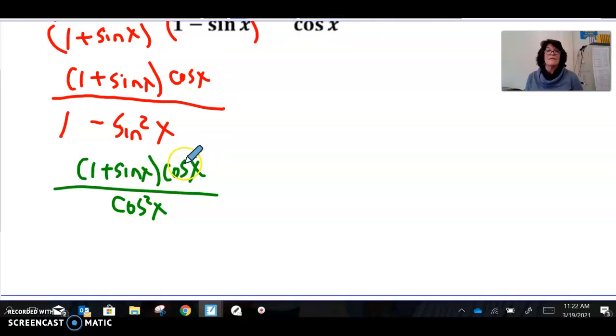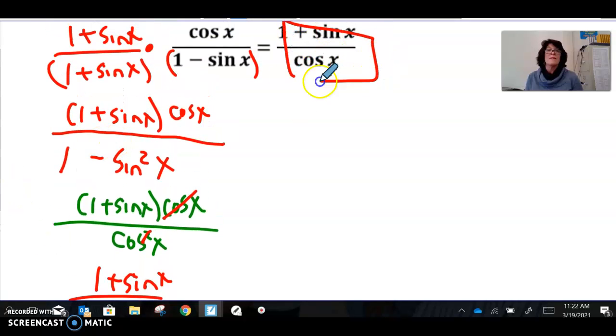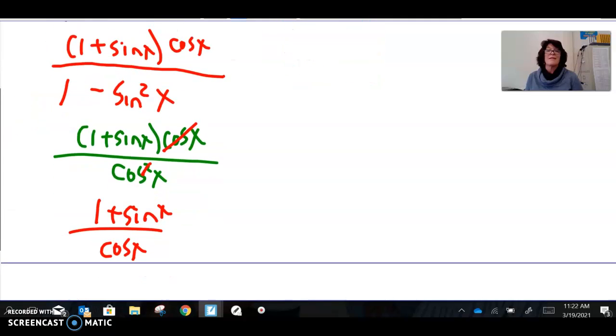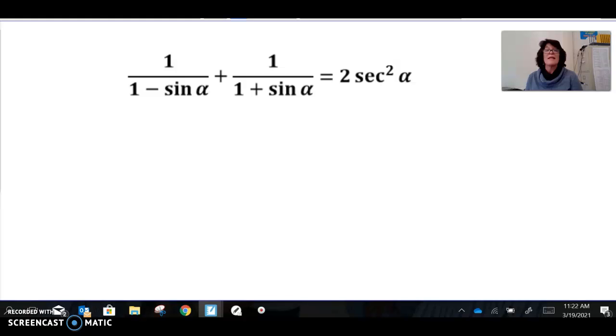Okay, I can take one of the ones away here from the bottom. So I end up just with 1 plus sine x over cosine x. And I think that's where I wanted to go. 1 plus sine x over cosine x. Okay, so we were showing that the left side can be turned to the right side by doing valid trig identities.